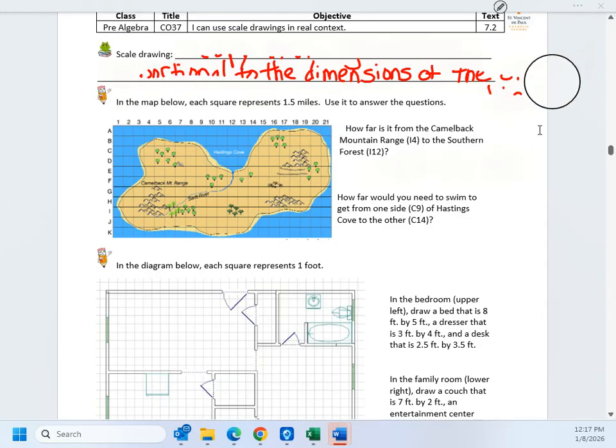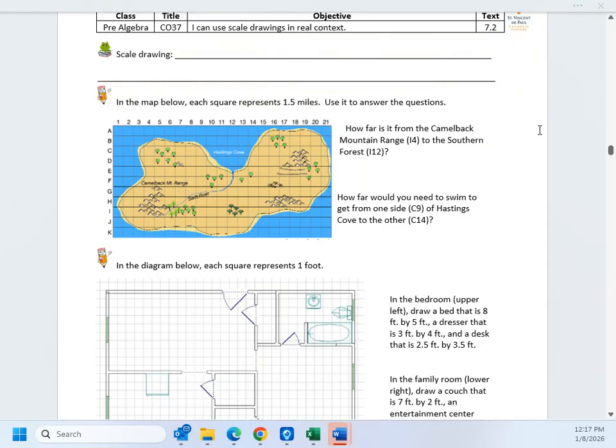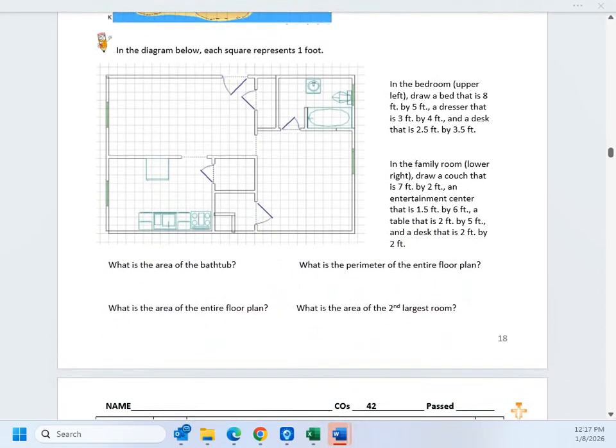The bottom part, this is what made me think of my dorm room, because they took that first floor of a house and they scaled it down. And they're saying, okay, these are the different rooms of the house. We need to try to fit these pieces of furniture into the room. So in the bedroom, the upper left, so right up here, draw a bed that is 8 feet by 5 feet, keeping in mind that each square represents 1 foot.